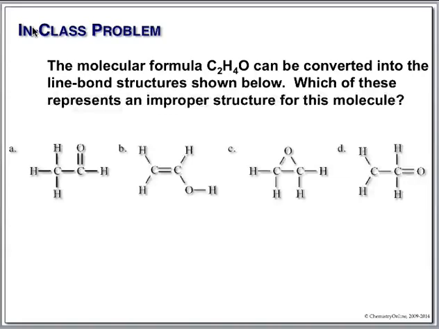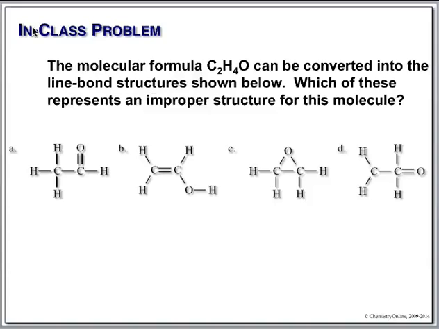I hope nobody missed this one. Here we have C2H4O. And we can draw lots of isomeric structures. One of these, however, is nonsense. Which one is nonsense? D. Here we have a carbon. It's a CH3 group, carbonyl and hydrogen. Two sp squared carbons and an OH.